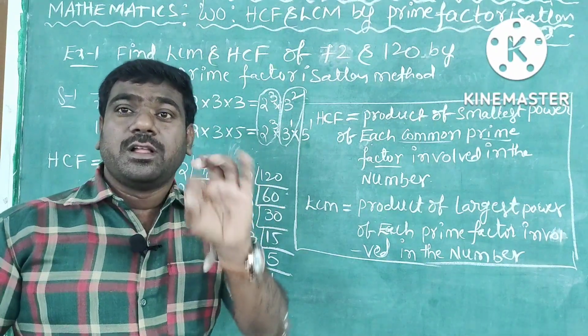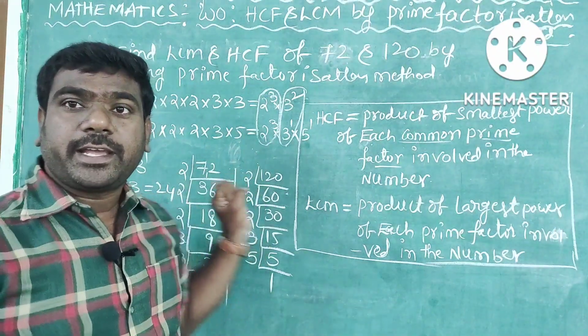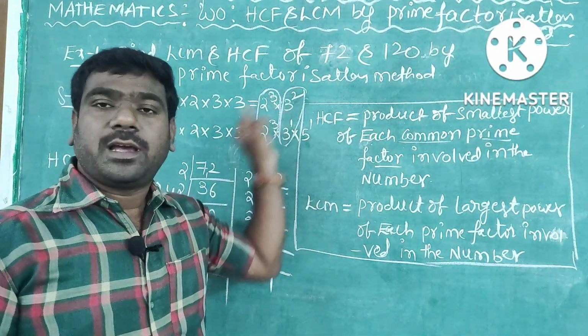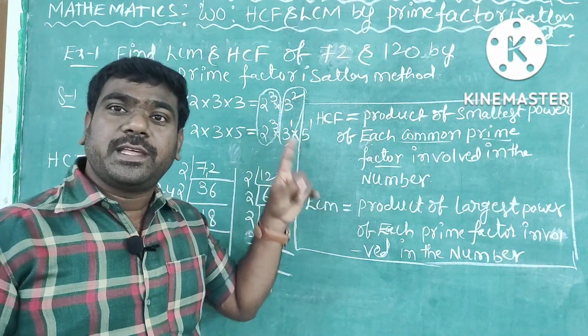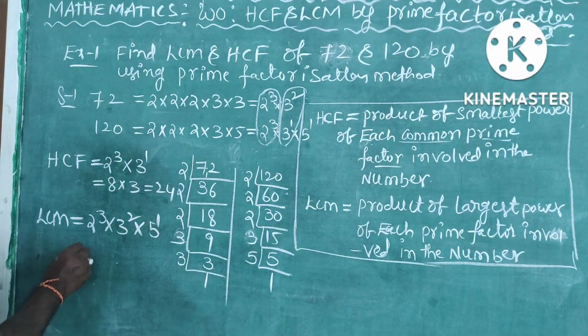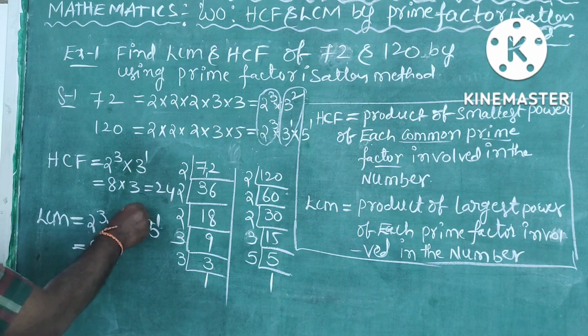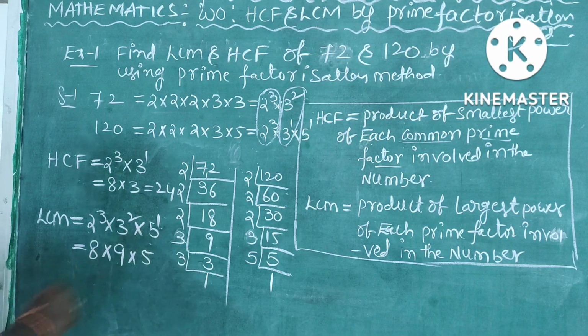For 2 the highest power is 2 power 3, so I have taken 2 power 3. Next, for 3 the highest power is 3 square, I have taken that. Next one is 5, only a single one is there, and I have taken that. Now multiply it. What are we going to get here? Cube 8 into 3 square 9 into 5 power 1, which is nothing but 5 only.